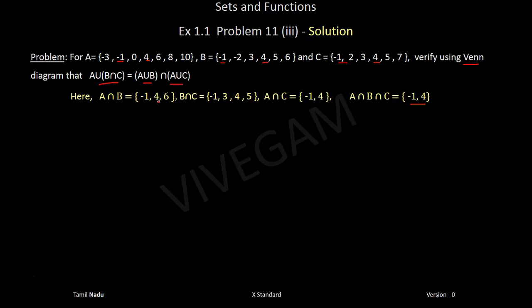One I'll do. A intersection B, the same method. So between A and B: minus 3 is not in set B, so it will get dropped. Minus 1, yes, it is there, so it will get included in the set A intersection B. 0 is not in set B, so it will get dropped. 4 is there, so it will get included. 6, yes, it will get included. 8 is not in set B, so it will get dropped. 10 is not in set B, it will get dropped. So A intersection B is minus 1, 4, 6. Similarly, find out B intersection C and A intersection C, and check your answer against these numbers.